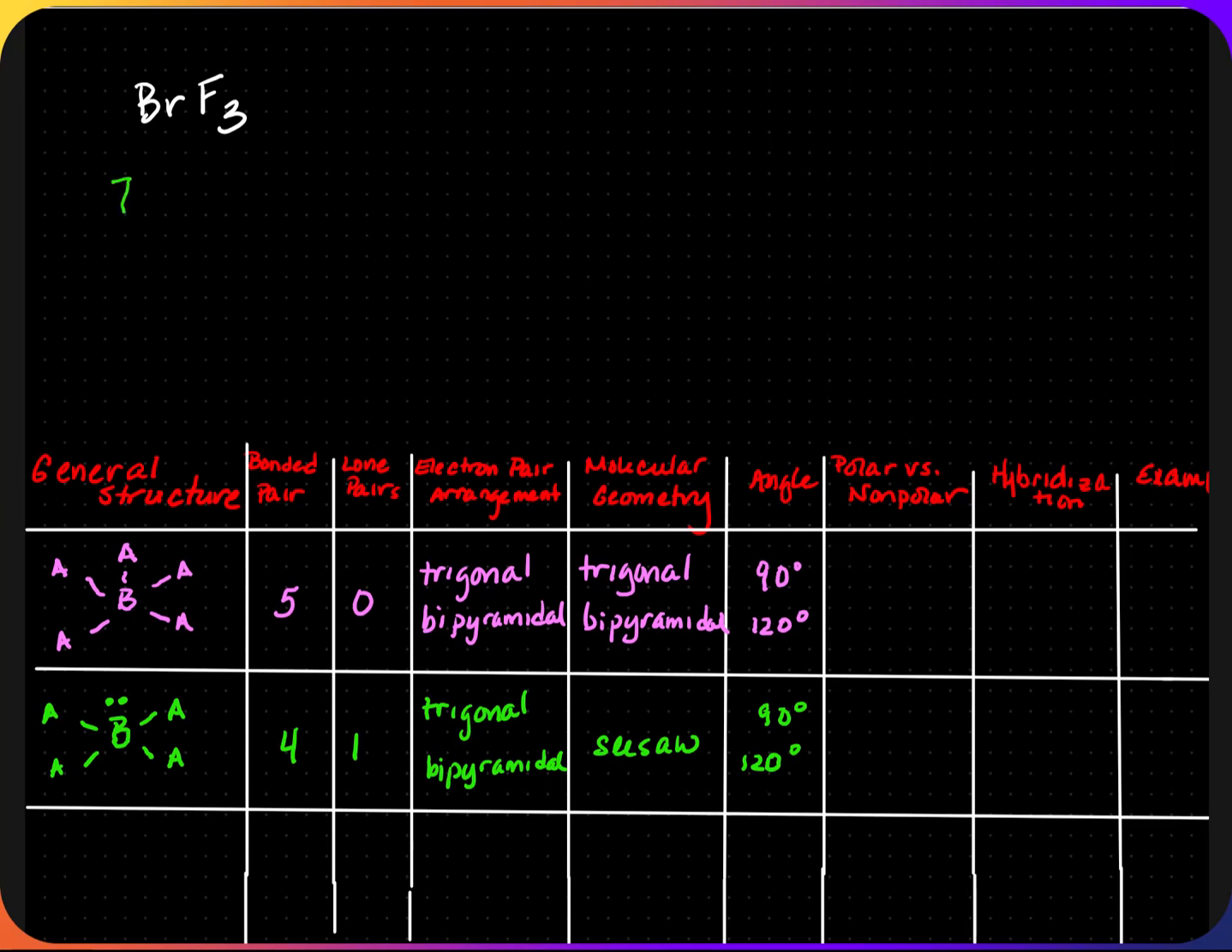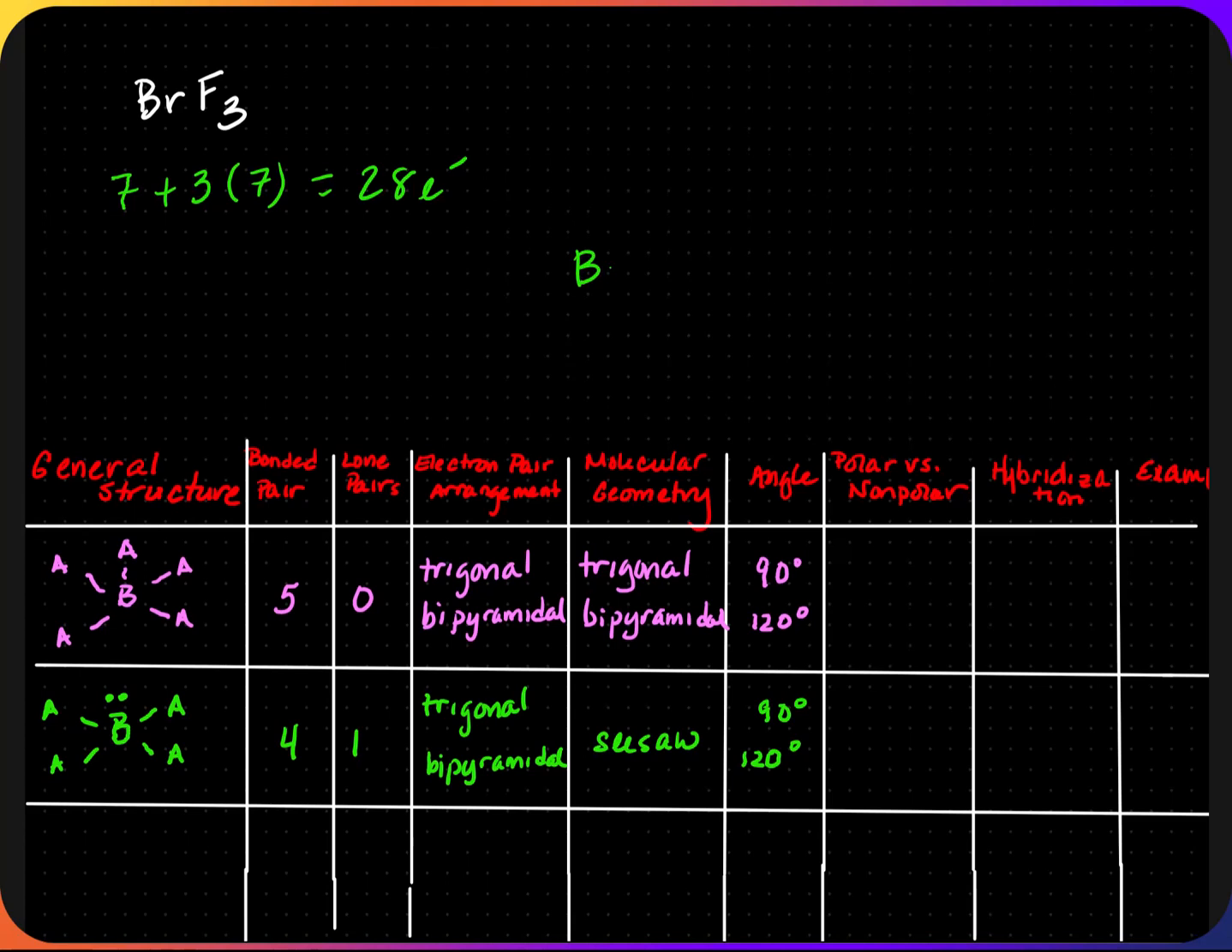Br has 7 valence electrons. There's 3 fluorines, each with 7, total of 28 electrons. Br is the central atom because it's the least electronegative. We have fluorine, 3 of them. Since it has a single bond, it has 2 valence electrons. It needs 6 more. Same goes with the other fluorines. The fluorines fulfill the octet rule. Bromine has 3 bonds, so it has 6, so it needs 2 more.